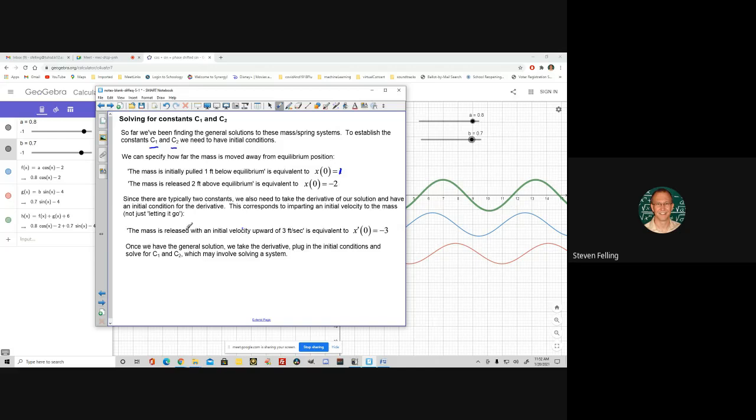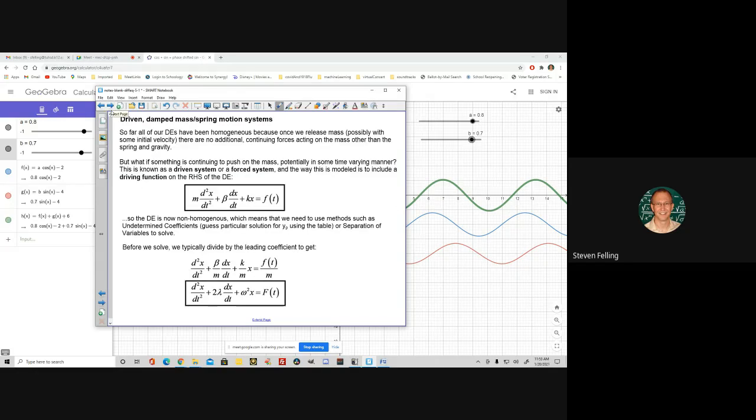Okay, so that is an analysis of just a freely moving spring. It hangs from the ceiling at a place where its weight and the spring force are balanced in equilibrium, and then we displace it and possibly impart an initial velocity and let it go. Then we just let it freely move, and the solution to the differential equation shows its position over time, up and down. Okay, so that's called free motion.